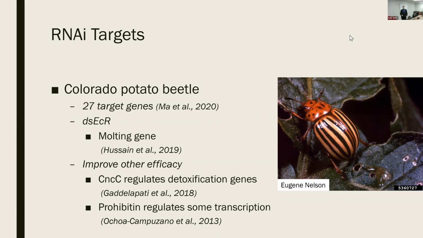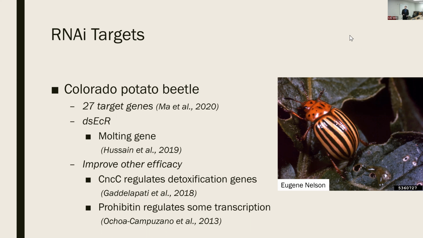Another potential use for RNAi that has been studied in Colorado potato beetle is to utilize it to improve the efficacy of other management products. For example, the gene CNCC regulates the expression of a number of detoxification genes in the Colorado potato beetle. As a result, when CNCC is silenced using RNAi, those beetles are more susceptible to treatments with imidacloprid.